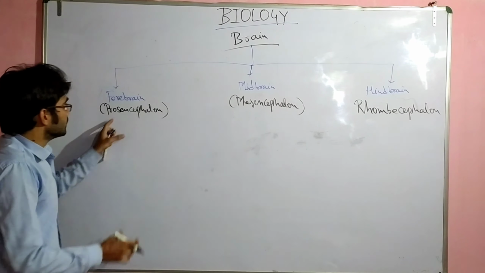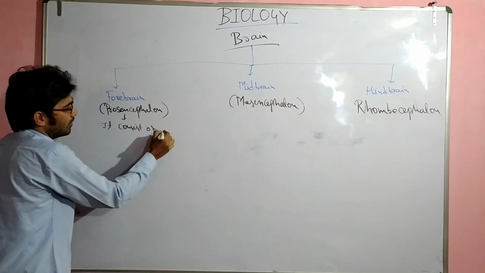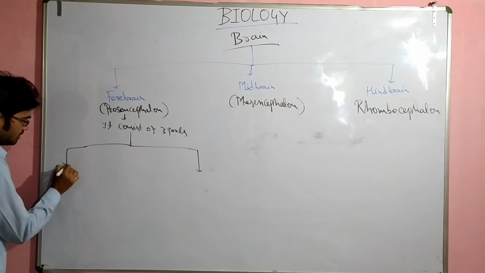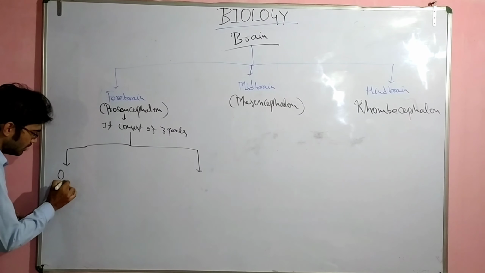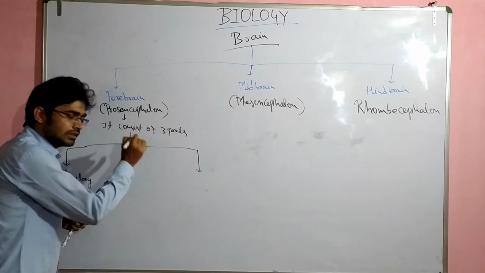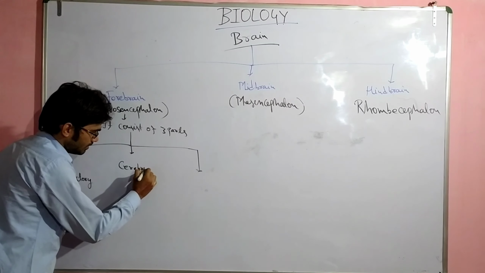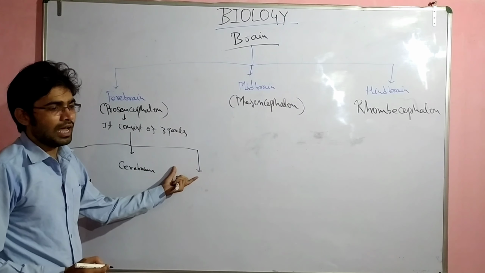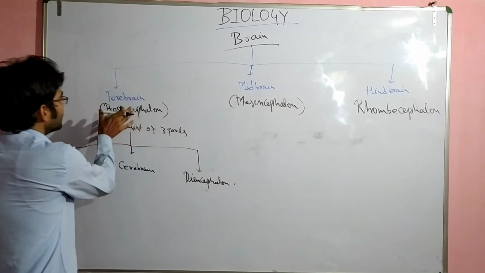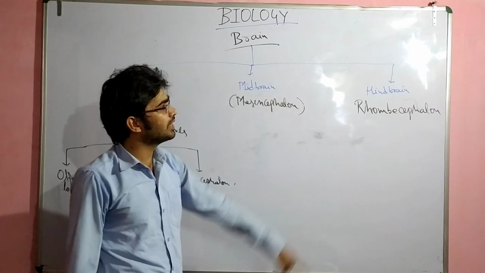See, the forebrain consists of 3 parts, and the 3 parts are as follows. The first one is olfactory lobe. The second part is known as cerebrum. And the third one is known as diencephalon. Like this, forebrain is known as prosencephalon, midbrain is known as mesencephalon, hindbrain is known as rhombencephalon.